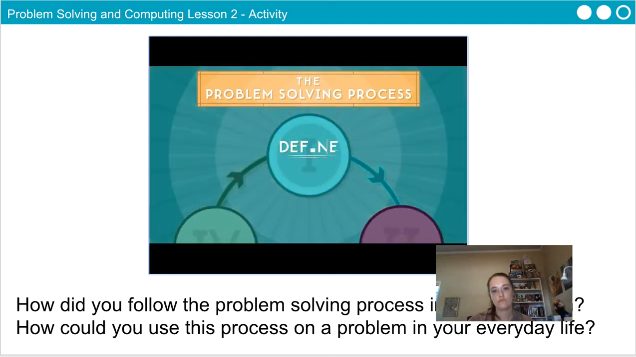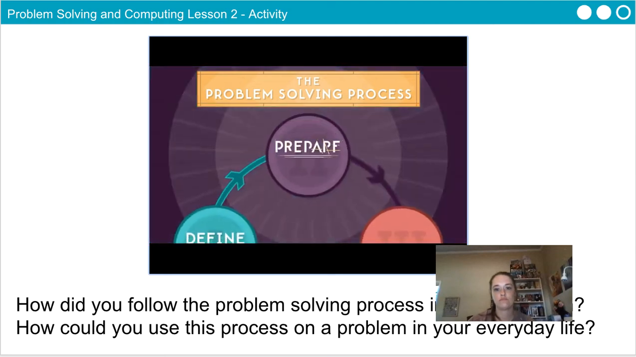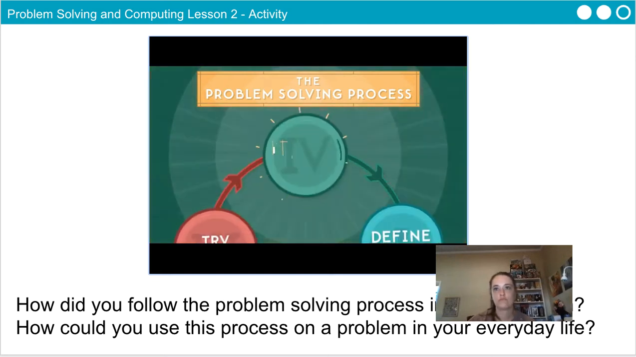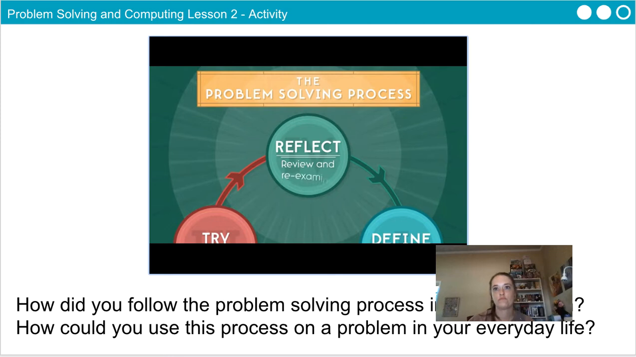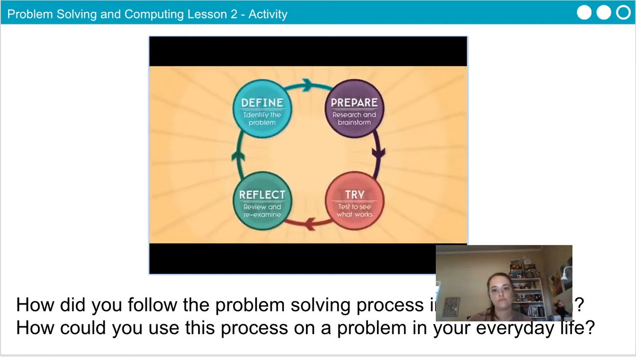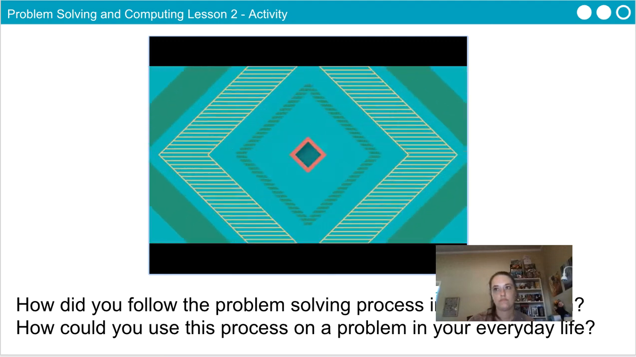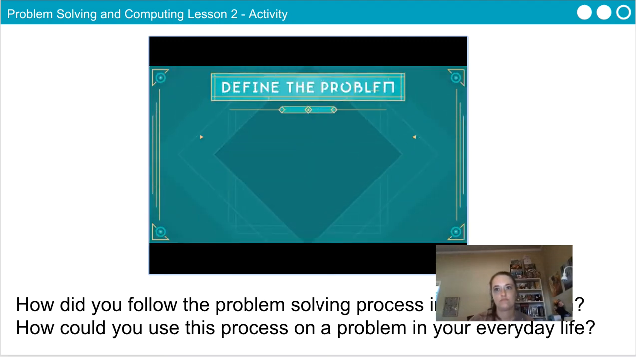1. Define. Identify the problem. 2. Prepare. Research previous solutions and brainstorm new ones. 3. Try. Put a plan into action and test to see what works. And 4. Reflect. Review what worked and what didn't, and how you might change your approach in the future. Let's take a look at how this process is used in the real world by looking at where I work, Zipline. At Zipline, we started by defining the problem.